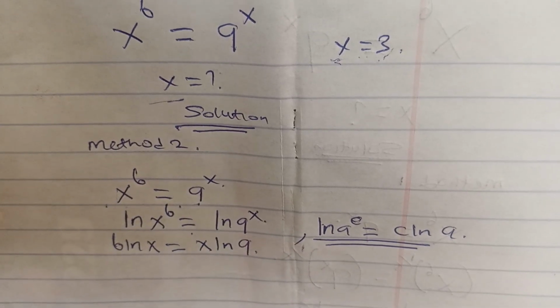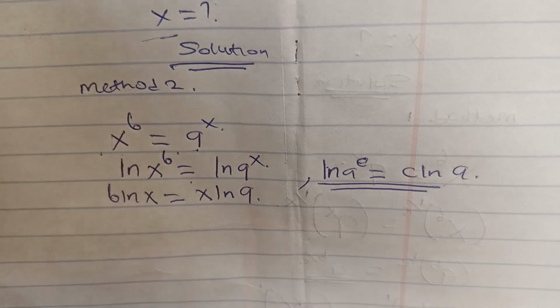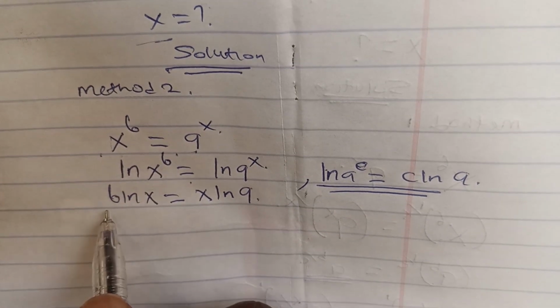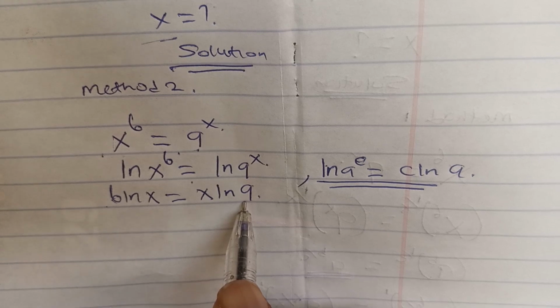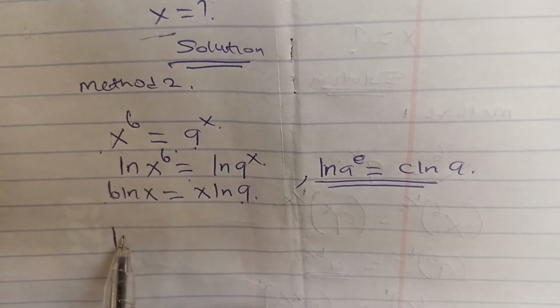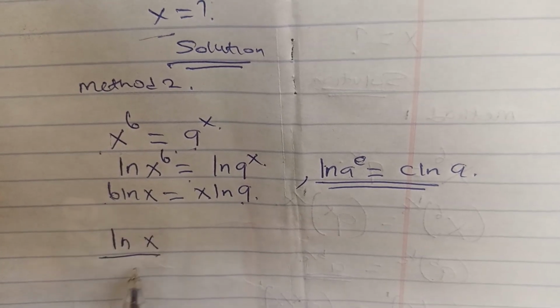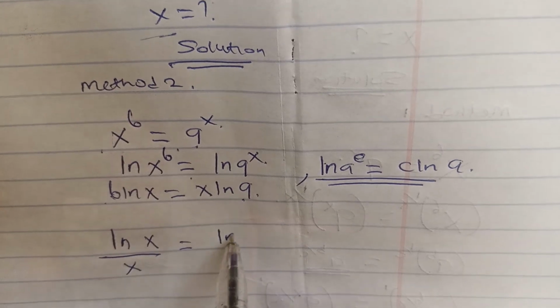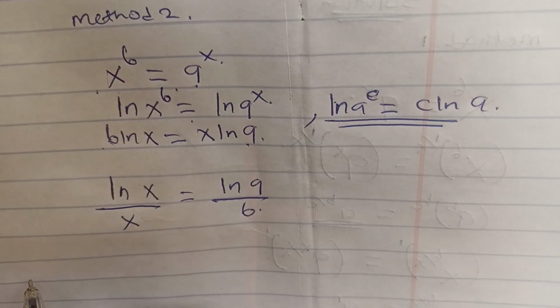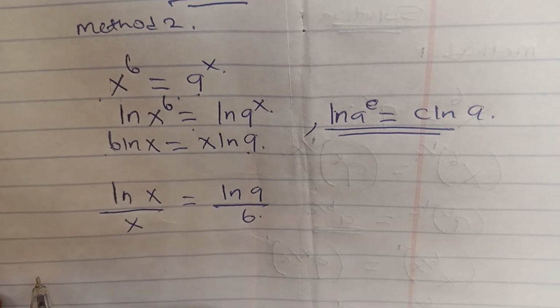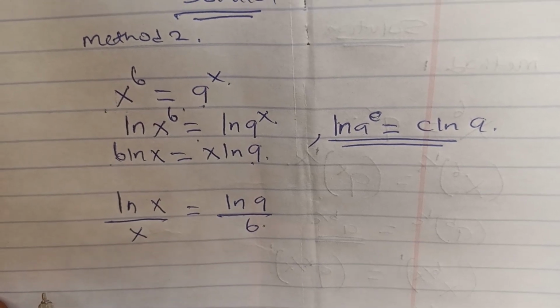Okay, having done this, let's make x stand one side and let's make the numerical value stand at the other side. So if we do that, we are having ln x over x is equals to ln 9 over 6. Okay, having done this, what then is the next step?